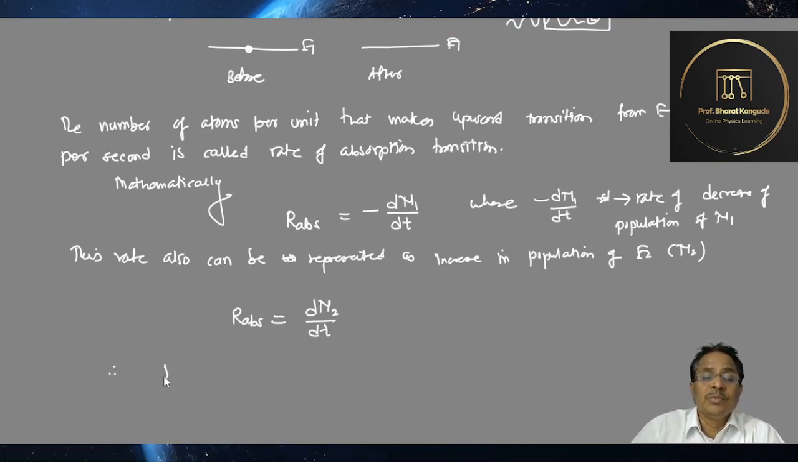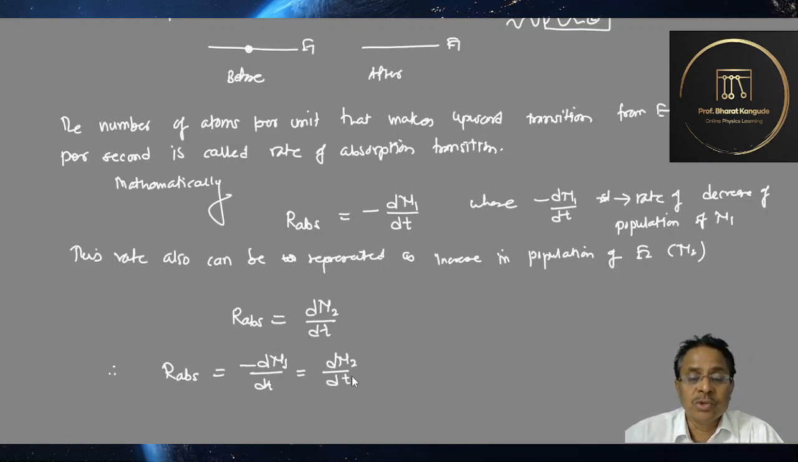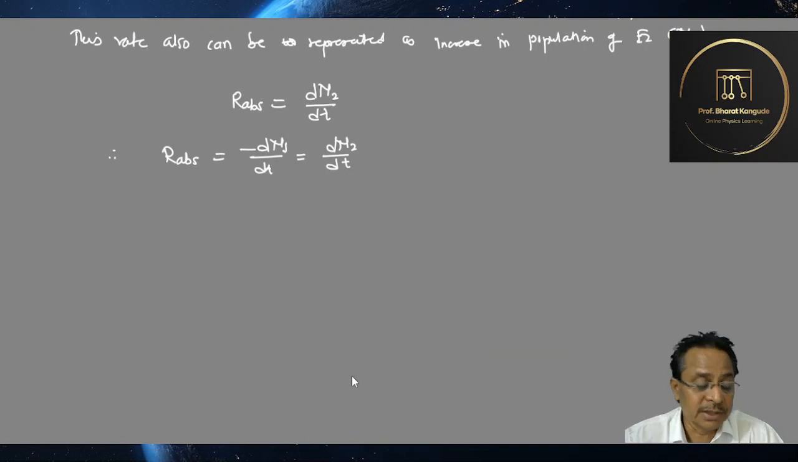Therefore both of these equations can be seen to be the same, so I can write R absorption is equal to either dN1/dt, or this can also be written as dN2/dt. So both of these rates, or both these interactions, give me the same process. That is what we have written here.